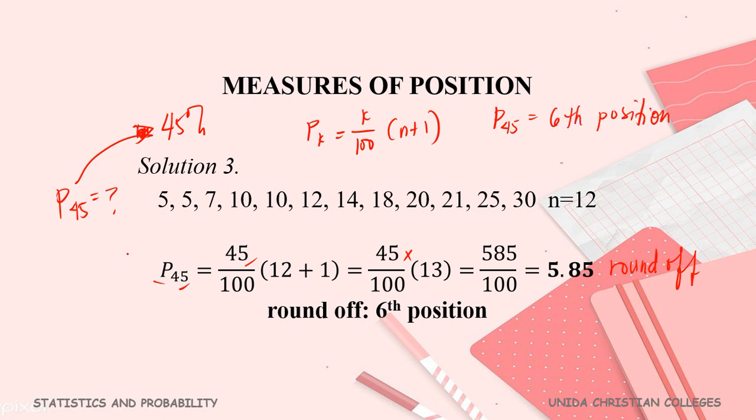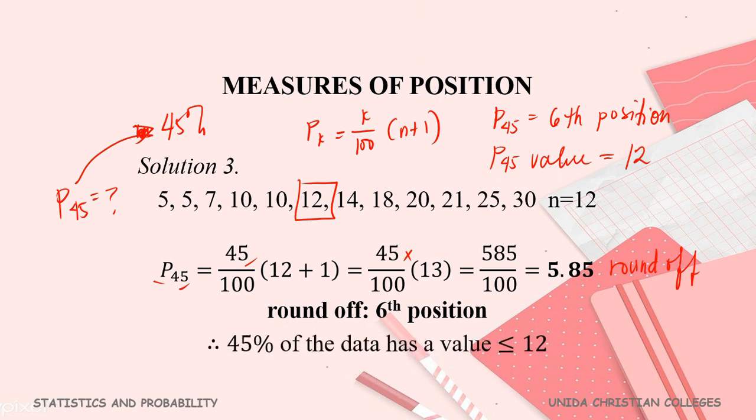Ayan, count mo. Ano kaya yung value nun? 1, 2, 3, 4, 5, 6. So, we have the 45th percentile value is equal to 12. Therefore, 45% of the data has a value less than or equal to 12.